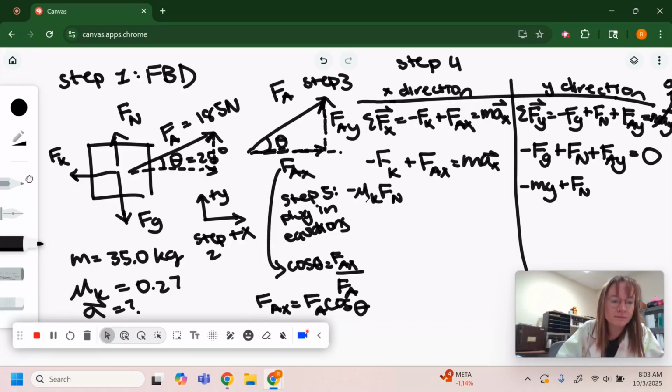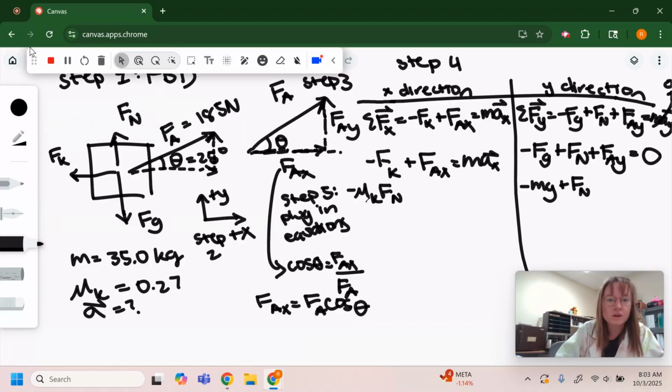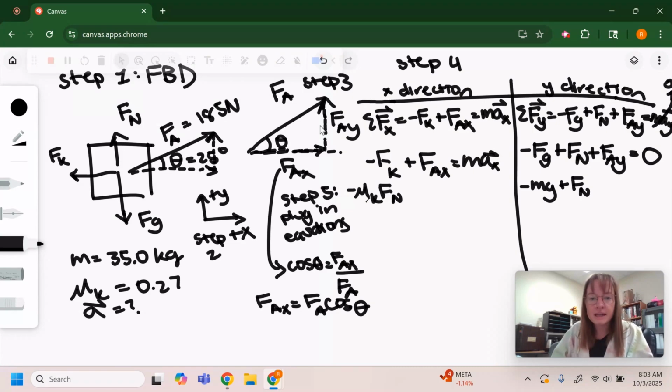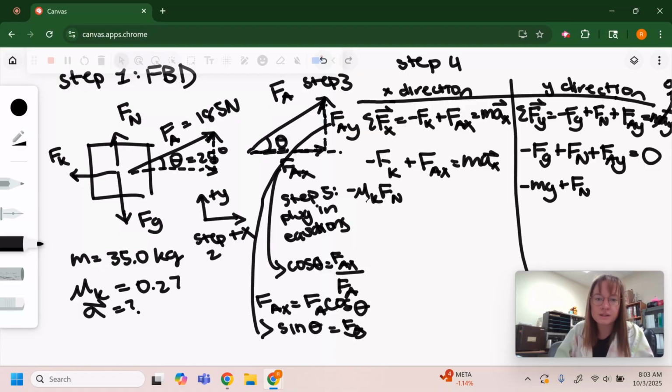Let me move this out of the way. Okay, taking a look here at FAY, if I were trying to find FAY, here's what I would do. I would say, well, that's an opposite. I have a hypotenuse, and I know theta. I'm going to say that sine of theta is equal to FAY all over FA.